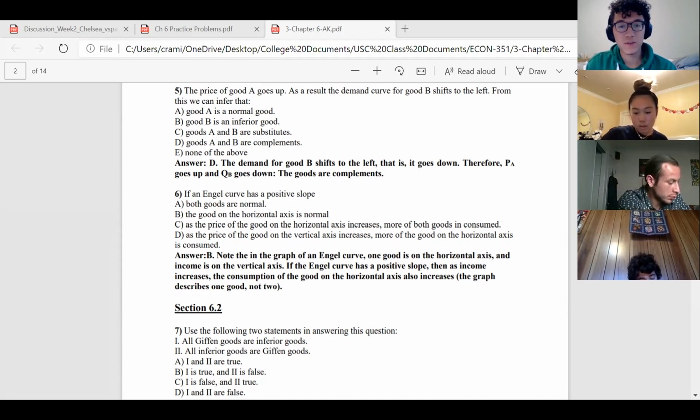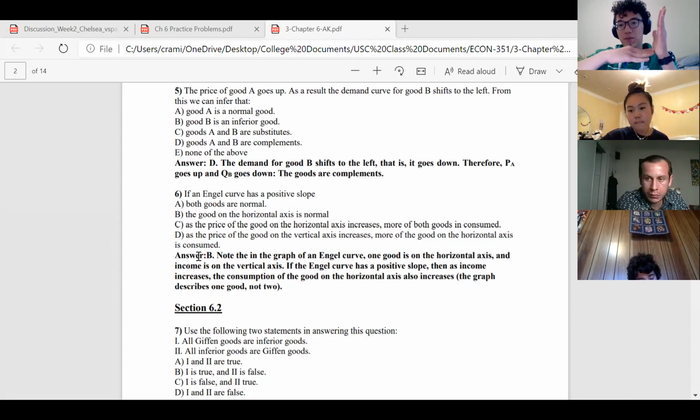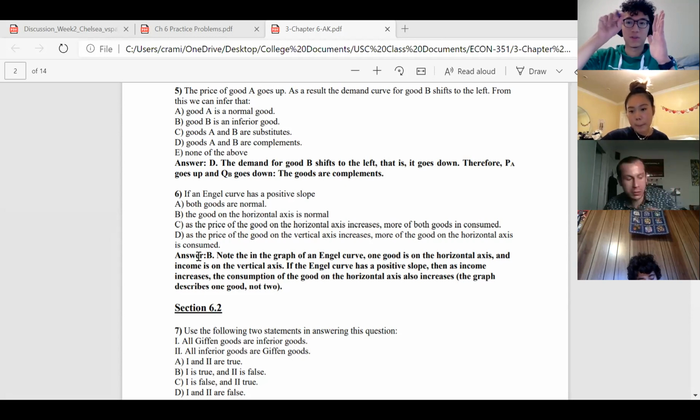Yeah. So, I didn't even read this explanation. It's basically what I said. But yeah, that's it. Since it's going up, it's going to be normal. It's going to be inferior if you have income on the y, quantity on the x, and the curve first starts going up. That's the normal part of it. But when it starts going back, as your income increases, your quantity decreases, then it's an inferior good.